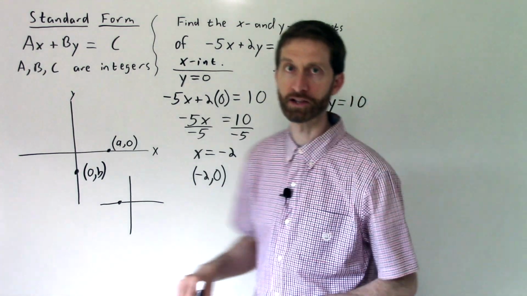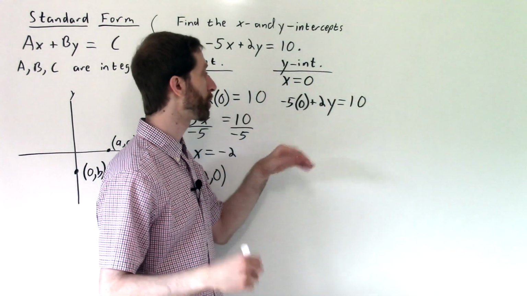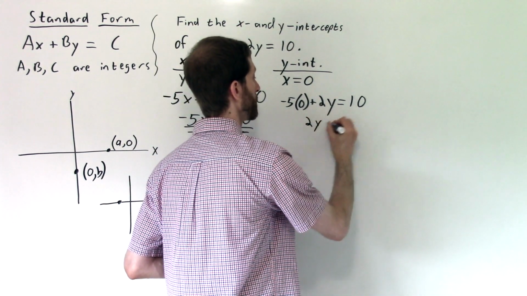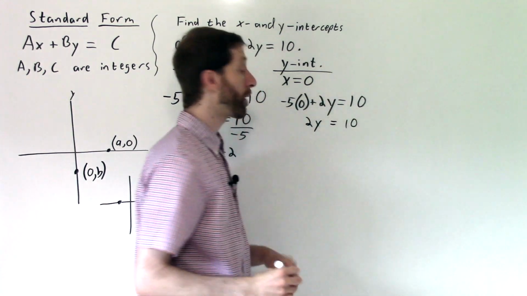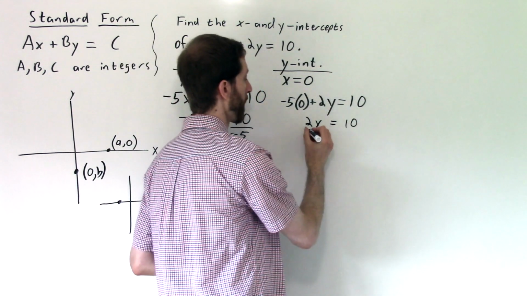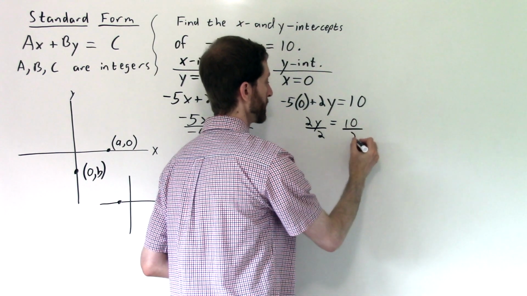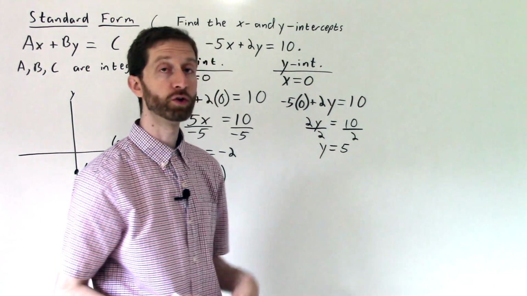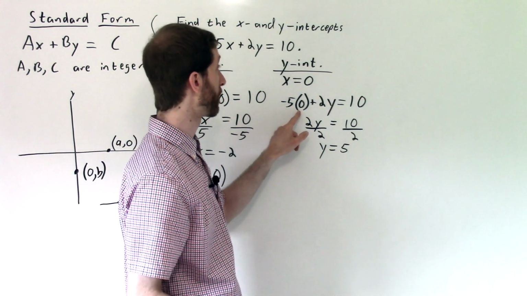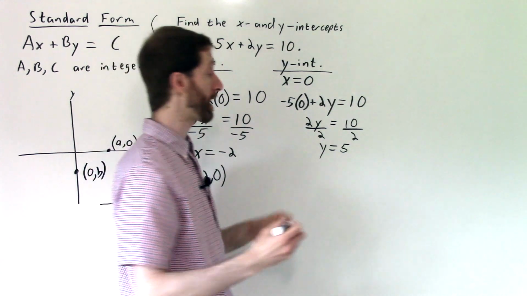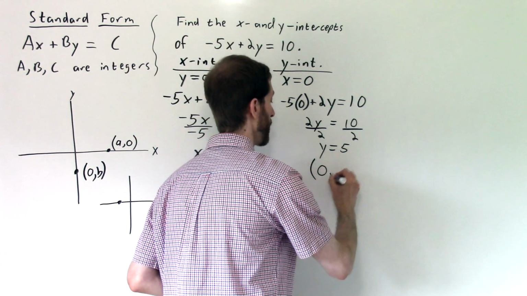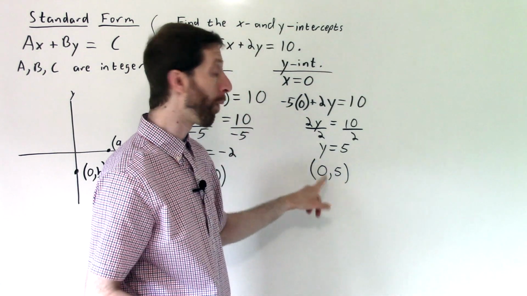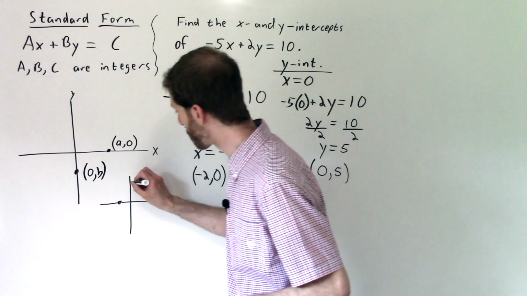I'm going to move over to this side so I don't come off the camera. Now from here I'm going to solve like normal. Negative 5 times 0 is 0. I'm left with 2y is equal to 10. And now I solve for y by dividing by 2 on both sides. And I get y is equal to 5. So what that means is when x is 0 on this line, y is equal to 5. That's another coordinate. So we have 2 points, and that is the y-intercept, (0, 5), which is right about here.